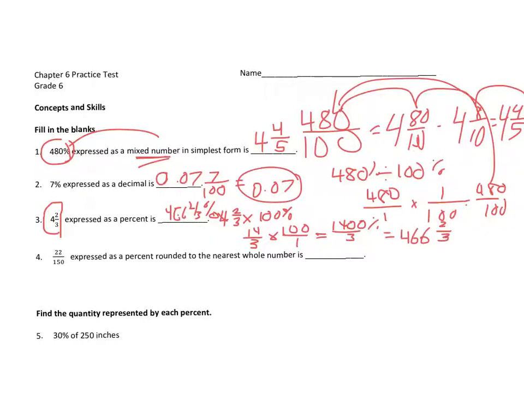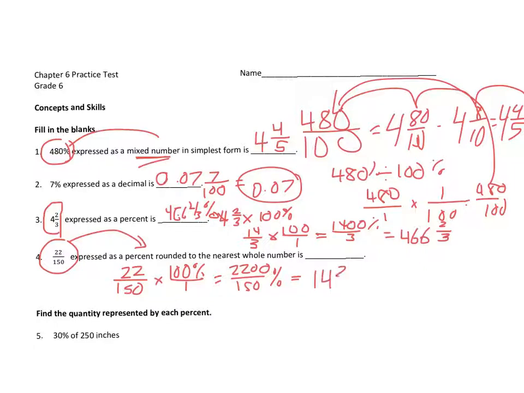Last one, express as a percent. So this wants to become a percent. So if I know I've got 22 over 150, it wants to be a percent. So I'm going to multiply it by 100% over 1. It gives me 2200 over 150%. I'm going to let my calculator do the work on this, and that's going to become 14 2/3%.